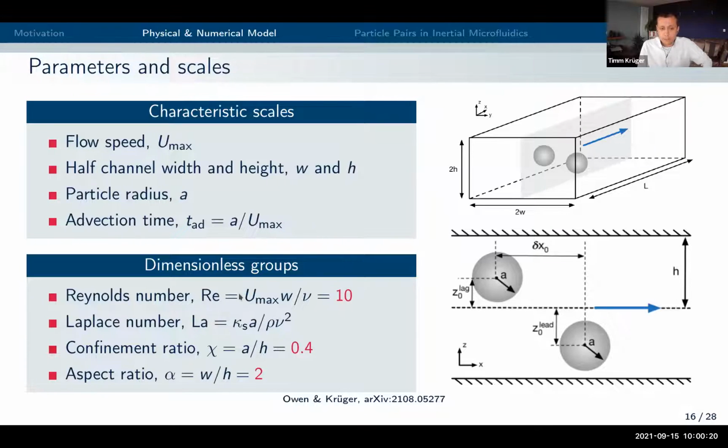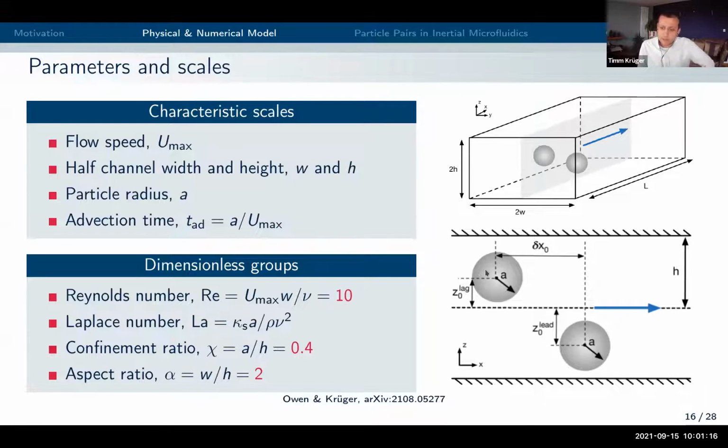Of course, we can come up with the dimensionless groups. We have the Reynolds number, which we keep fixed. And 10 seems relatively small, but for Reynolds number 10, you already have these train effects, at least at higher confinement values. The Laplace number is now an important parameter here because it characterizes how soft the particles are. You can see kappa_S, which is the elastic modulus of the capsule. Instead of working with the capillary number, which we could also do, we chose the Laplace number because it is a pure parameter based on material properties. Kappa_S is the elasticity of the particle, a is the size of the particle, rho and mu are the density and viscosity of the fluid. So the Laplace number is fully characterized by the system we look at, independent of the flow rate. That is quite convenient.